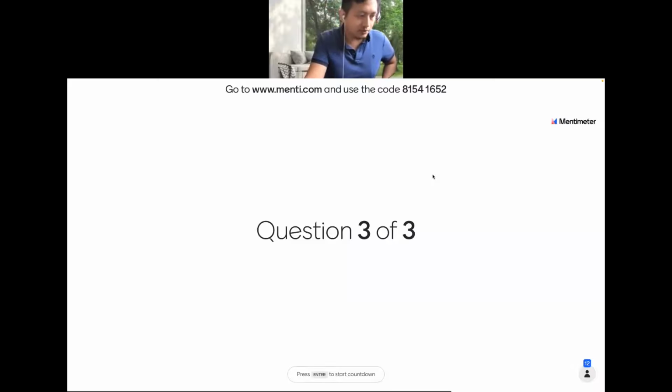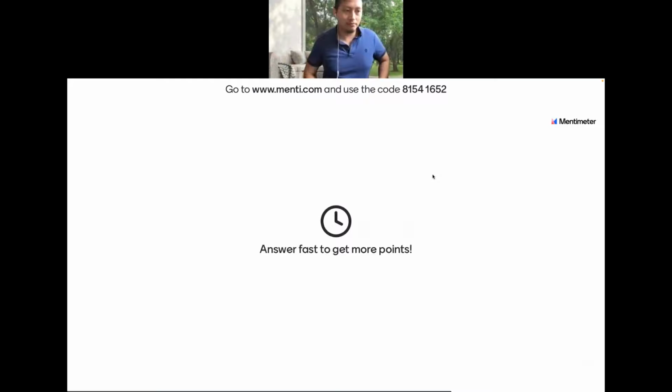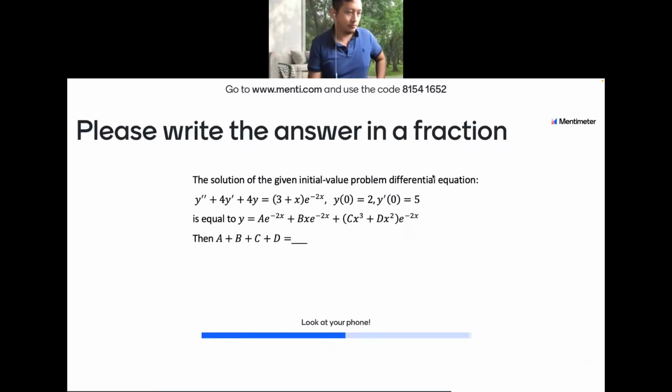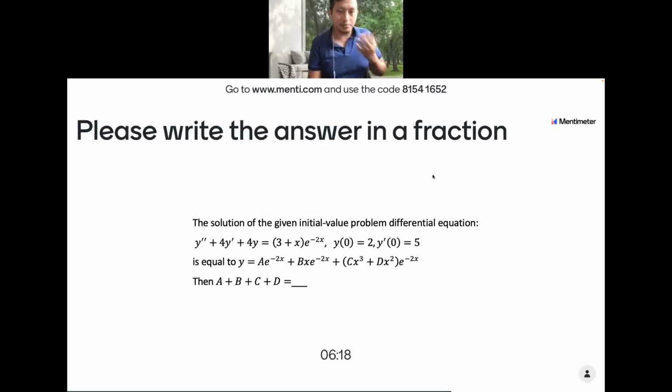Okay, one more question. This is a little bit long, so I hope you can solve it. Okay, 6 minutes to solve. I hope the time is okay. I push you through some short time here to let you familiarize with the differential equations problem.